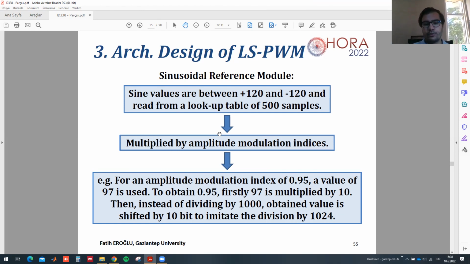For example, for an amplitude modulation index of 0.95, we have used 97. Firstly, we multiplied by 97, and then we divided by 1,000. It's hard to just make the division in FPGA. That's why we have used a shorter version of division, which is shifting. Instead of dividing by 1,000, we shifted by 10 to imitate the division by 1,024. That's the main reason we have used 97 instead of 95.